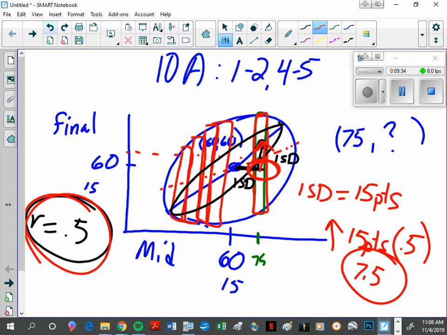That's how far your score is compared to the average of 60. Add that on, and the answer is 67.5.